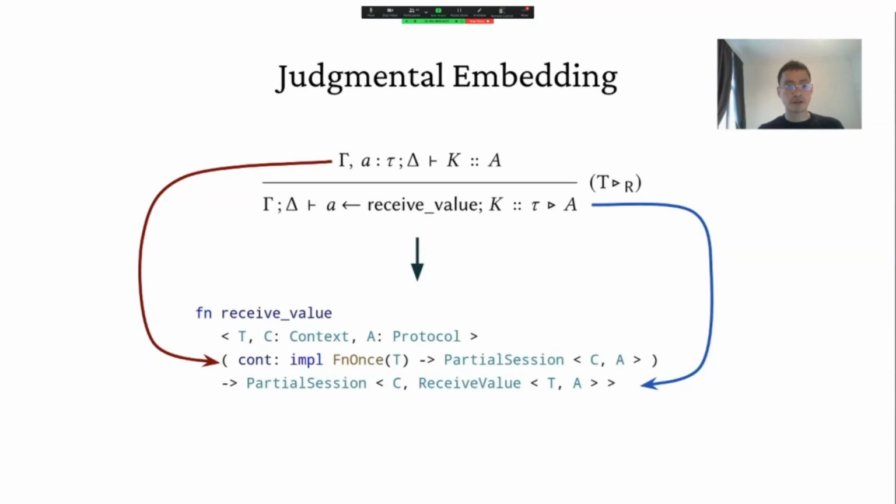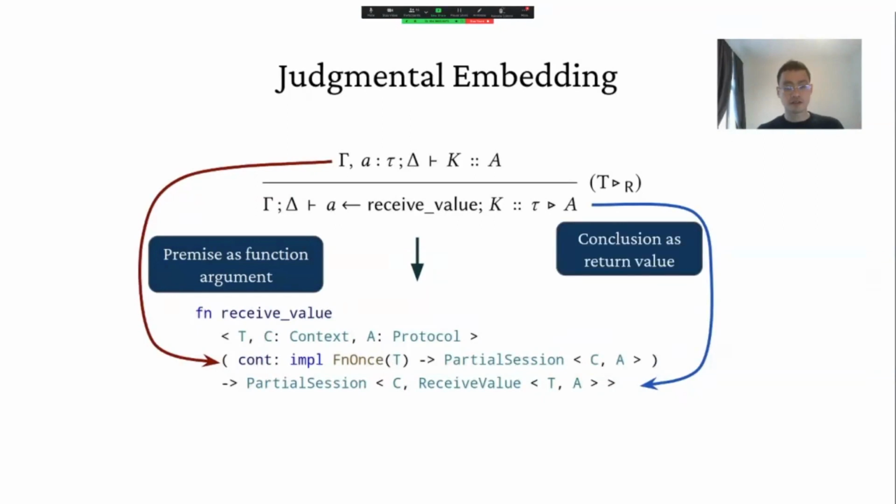The rule also introduces the variable a of type τ to the structural context in the premise. To encode this typing rule as a Rust function, we first encode the premise as an argument to our function. Following that, the conclusion is encoded as the return type of the Rust function. To introduce a new variable into the structural context, we rely on passing a continuation closure that accepts a Rust value of type T and returns the continuation PartialSession<C, A>.